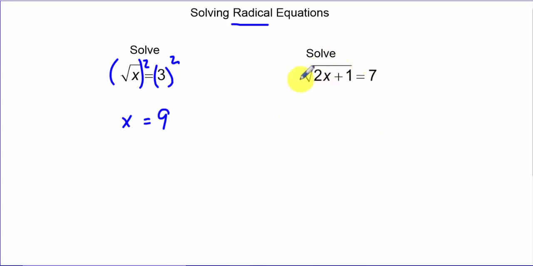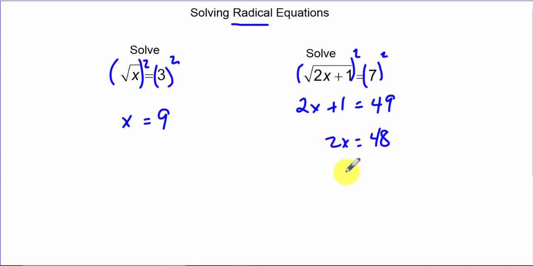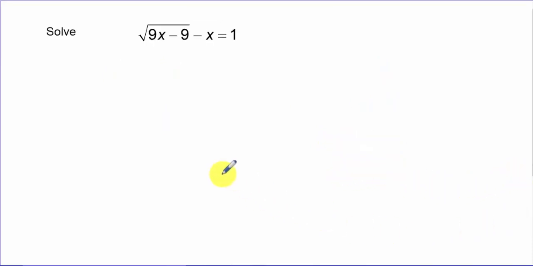Likewise with this term, as long as the root's isolated, we can do this, and the root is isolated. Square both sides. Get 49 is equivalent to 2x plus 1. So I have 48 is equivalent to 2x, and x is equal to 24. This problem, the root is not isolated, so we should isolate it first by bringing the x over to the other side.